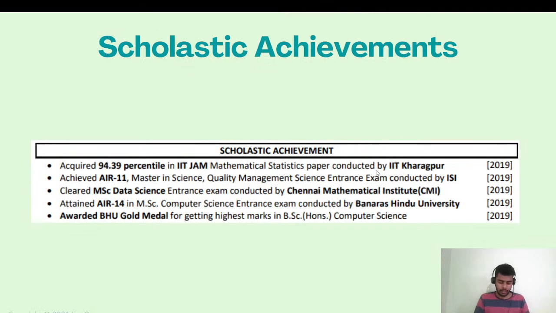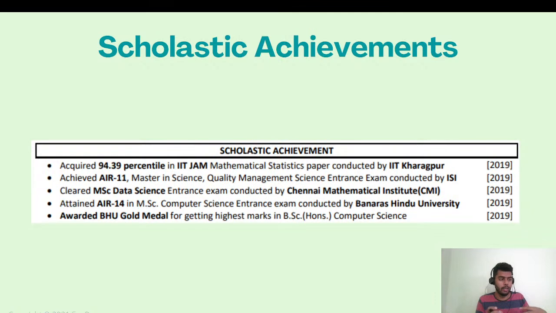The next thing is the scholastic achievement. In the scholastic achievement, the important thing is you have to write your achievements, or the awards that you won for your academic achievement. Maybe you secured some good rank in some exams, or maybe you were awarded some gold medals. This is from my own resume, and in 2019 a lot of things happened with me. I cleared some of the popular exams like ISI, CMI, IIT, and then I won the gold medal for my degree. So these types of things are there.